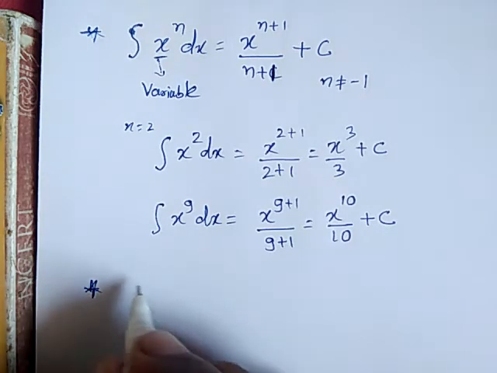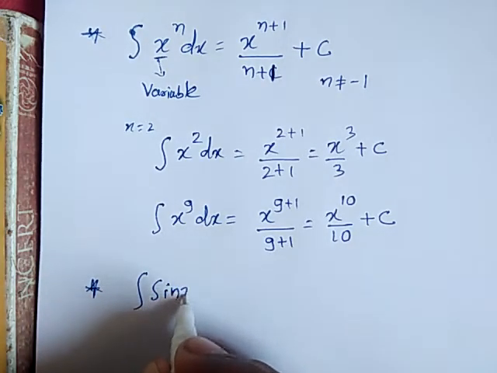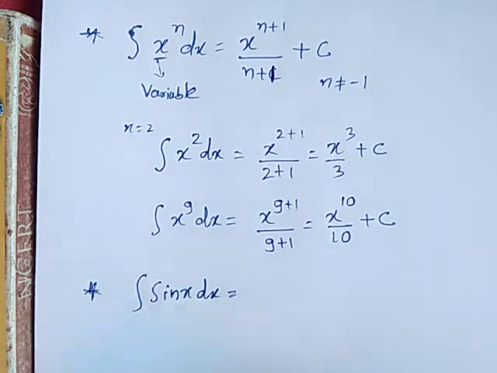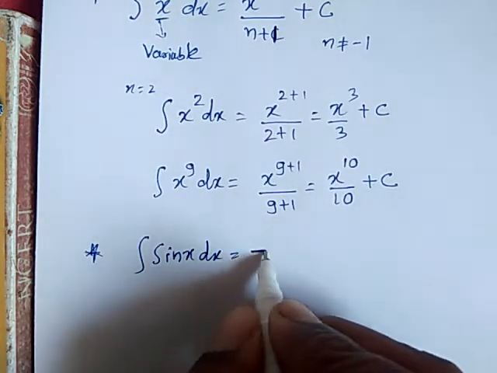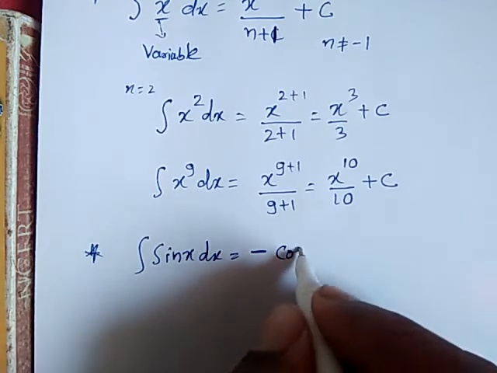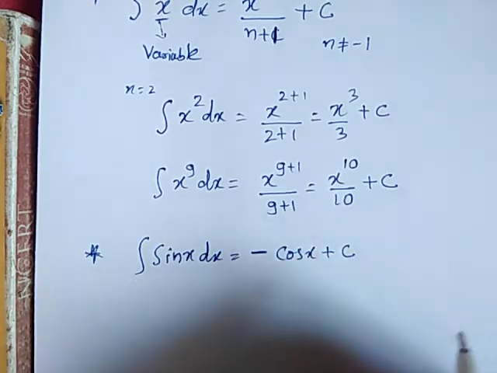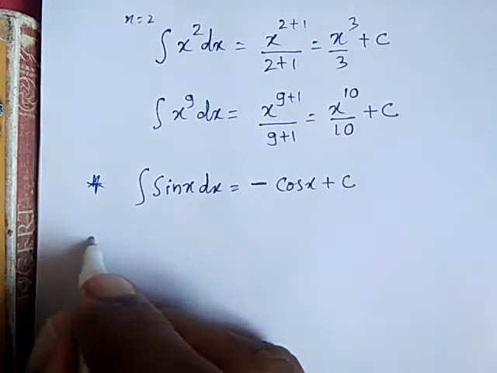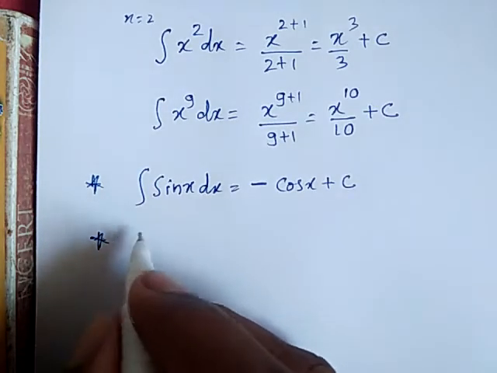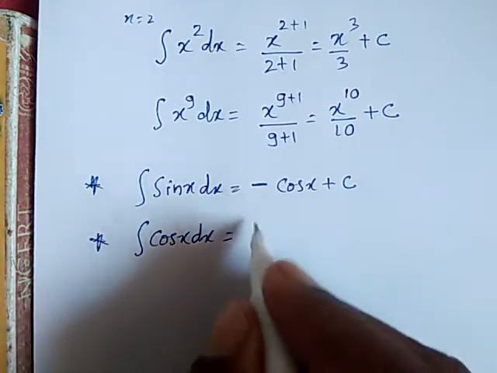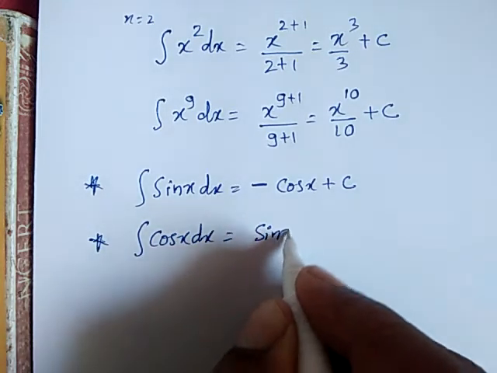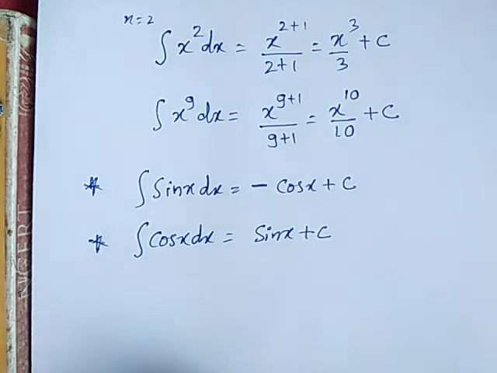Next, one more formula I will take. Integration of sin x dx, this is very important, a minus sign will come here, so this will be minus cos x plus some integration constant c. Similarly, another formula: integration of cos x dx. Here there is no minus sign, it is positive sin x plus integration constant c.